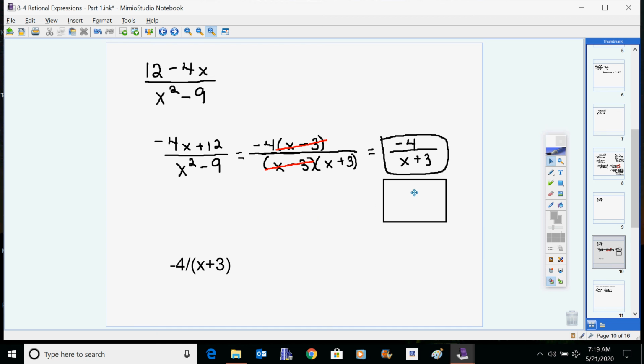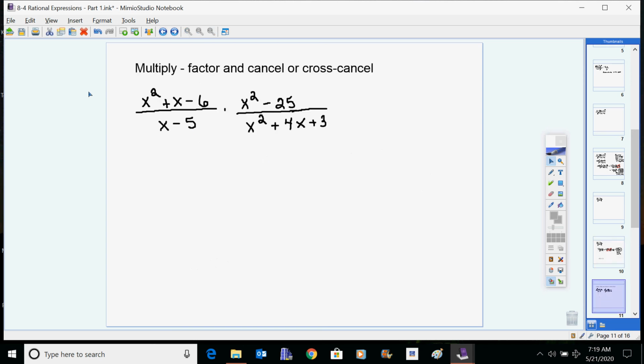In our restrictions, we would have to look at what makes 0 in the denominator anywhere. So x can't be 3 and x can't be -3. So that's where we have those things. So let's let that sink in for a little bit and move on to another.